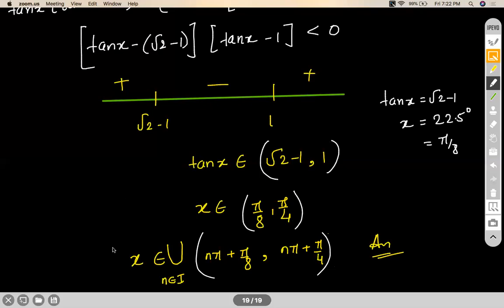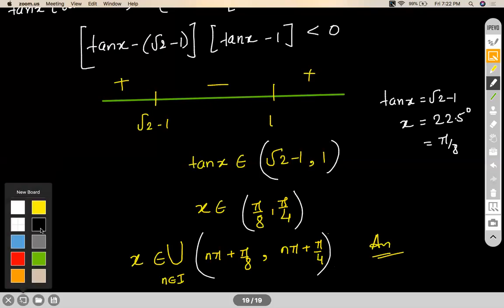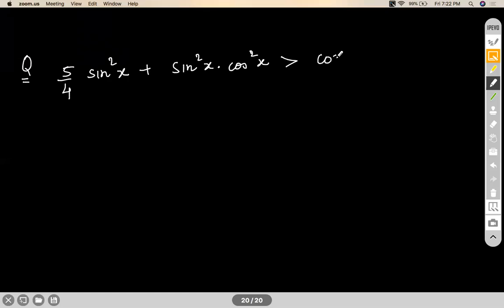Okay. So we'll take another one. Solve this inequality: 5 by 4 sine square x plus sine square x into cos square x is greater than cos 2x.